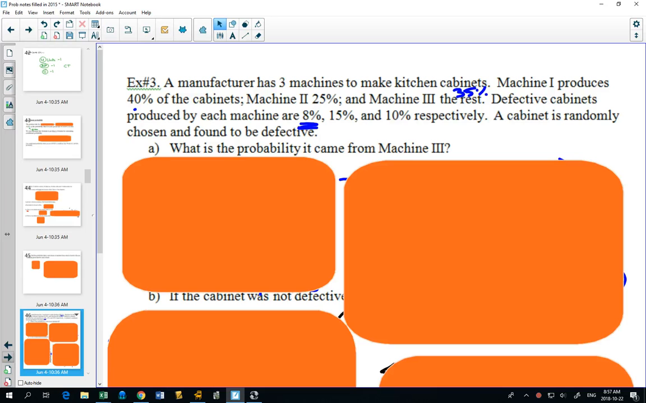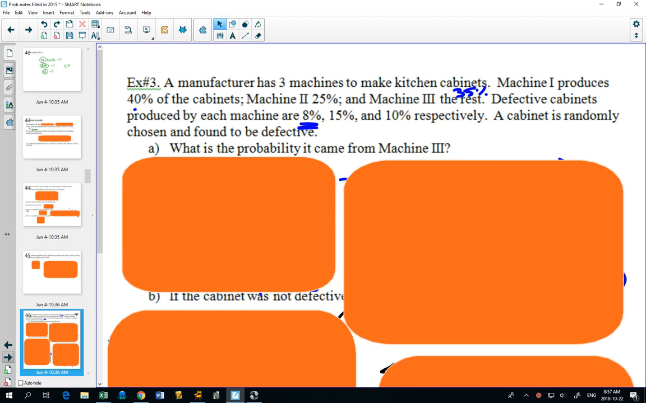Up till now, I would say that the logic part of you reducing the sample space has worked better. But we're going to get into some situations where the data doesn't allow us to think that way easily. It's still possible to do it that way, and I'll show you how we could do it that way. But for this one, okay, we've got a manufacturer with 3 machines to make kitchen cabinets.